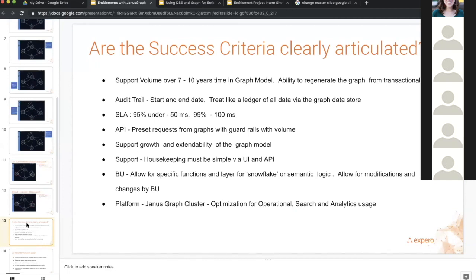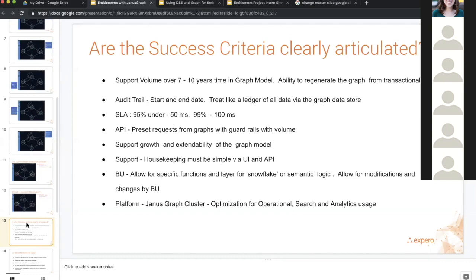So when you're doing this and working with customers, you find that you really need to make sure that the success criteria is clearly articulated. In the case of one of our engagements, the success criteria was that we had to have a very large graph that had to support a volume of 7 to 10 years worth of data, so that they could walk analytically back through time to see who had access when. So there were some temporal aspects to the graph store. We had to have the audit trail.